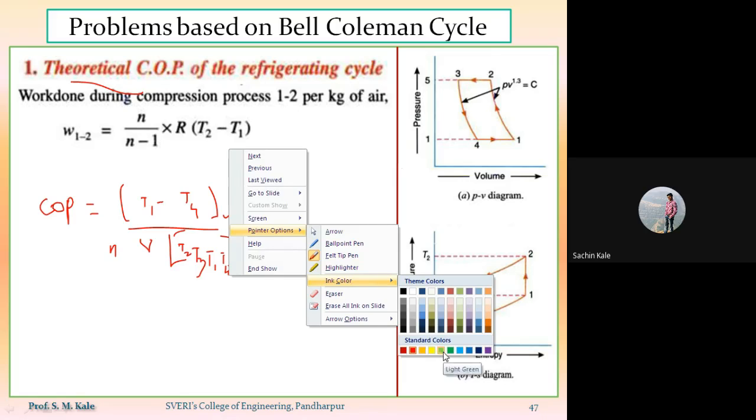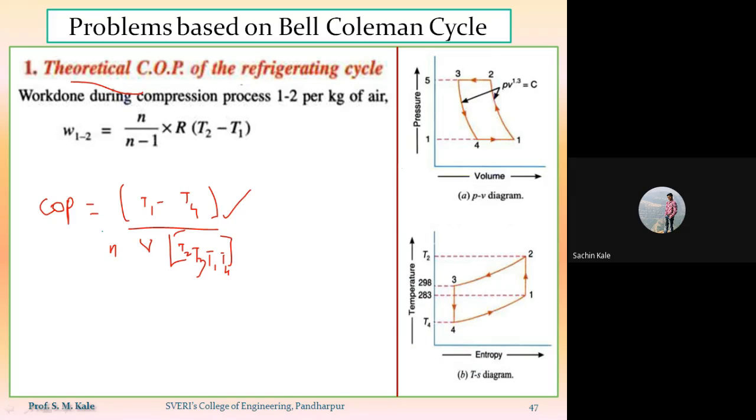So if you want to use this formula, you are knowing the value of n, because the value of n is nothing but 1.3. You are knowing the value of gamma, that is 1.4. You are knowing the value of T1. You are knowing the value of T3. Again, the value of T1 is known to you. So what is the unknown quantity for using this formula? The value of T4 and the value of T2.